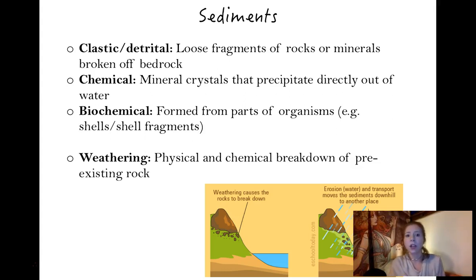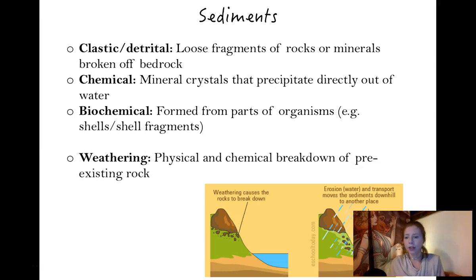And biochemical sediments are formed from parts of organisms. So for example, shells or broken up shell fragments. So we can get a biochemical sediment from shells, and if you break that up, we can get a clastic biochemical sediment. So you see how we can combine these together.